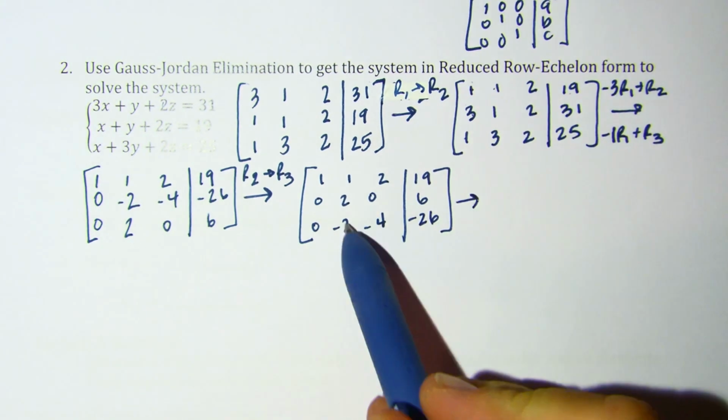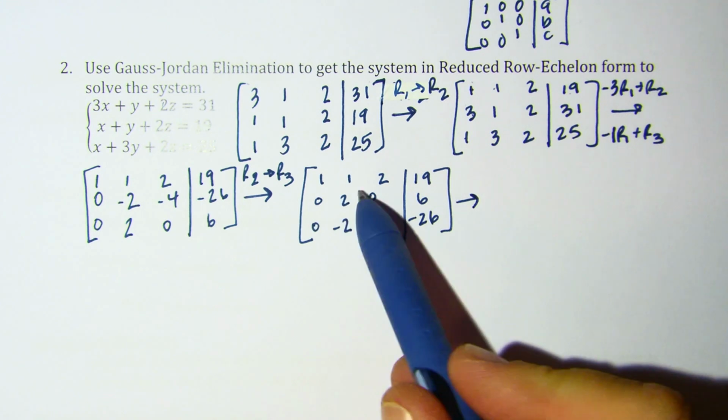And then I want a 0 right here next. So I'm just going to add row 2 to row 3.